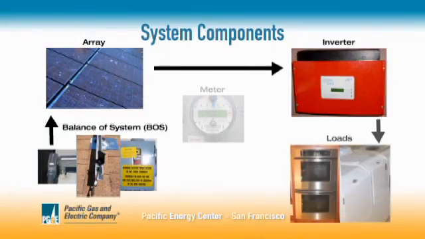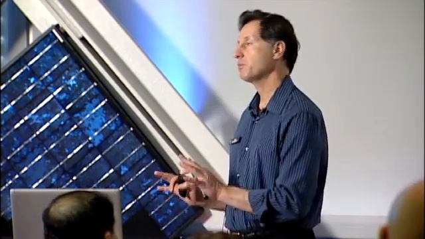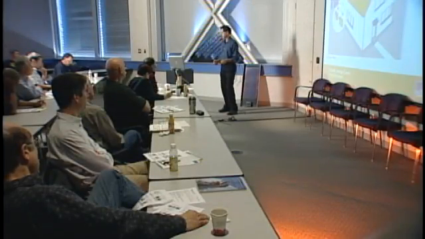And then the inverter is wired to your loads, and loads is a word for anything that uses electricity: appliances, refrigerators, whatever. And it's also tied to your meter. The only real visual impact on the house is the panels. The other stuff is almost never seen.